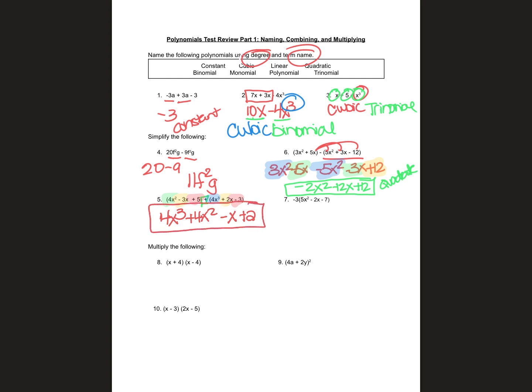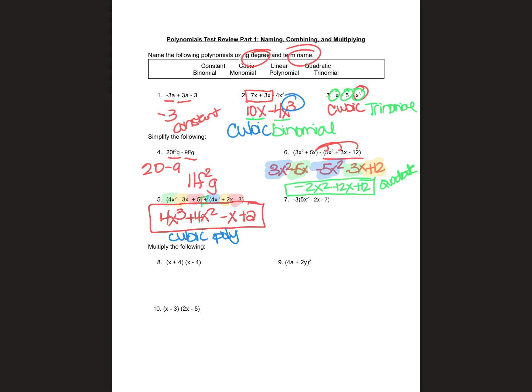And there we go. Okay, if you wanted to name this, what's the highest value of my exponents? Well, it's a third power, so it's cubic. And how many terms do we have? 1, 2, 3, 4. So we would just label this as a cubic polynomial.